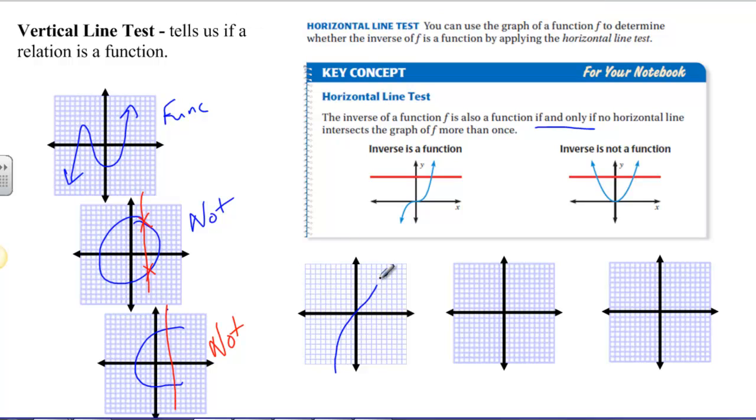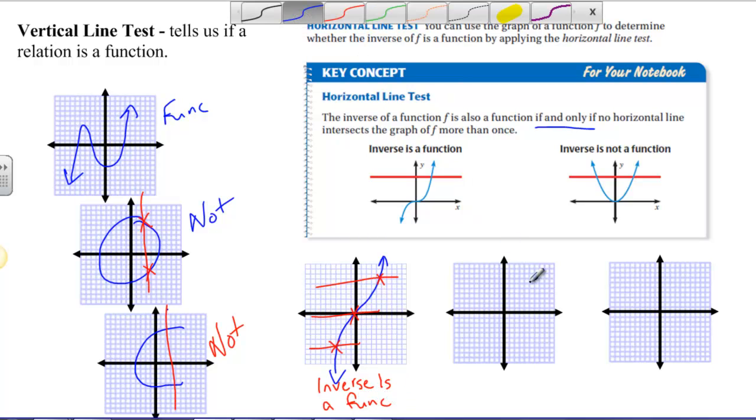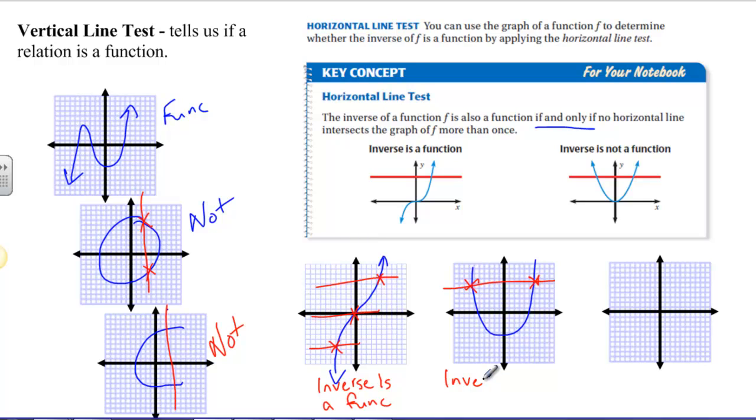So when I look at something like x cubed, the horizontal line passes through and only touches one time each, right there, and right there. And so its inverse is a function. Whereas if I look at something like x squared, the parabola, when I see this, it hits once, twice, and therefore the inverse is not a function.